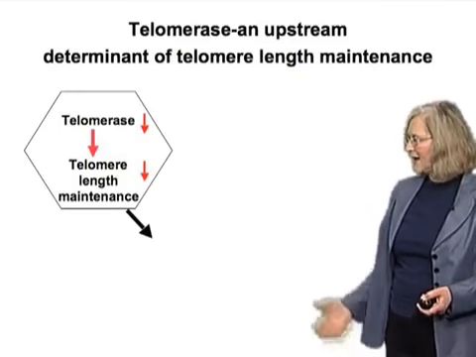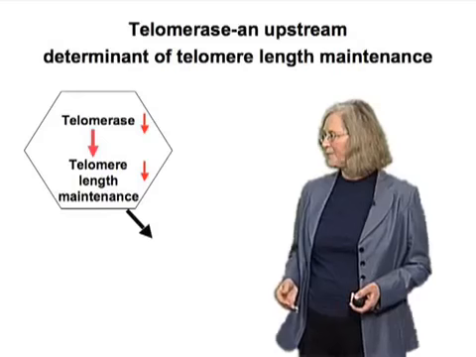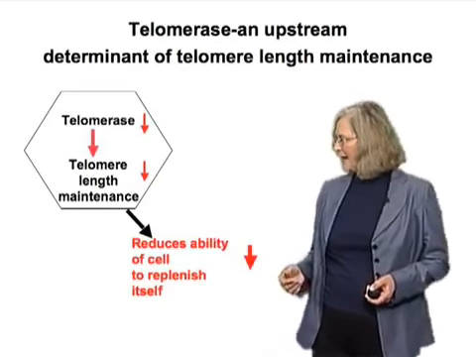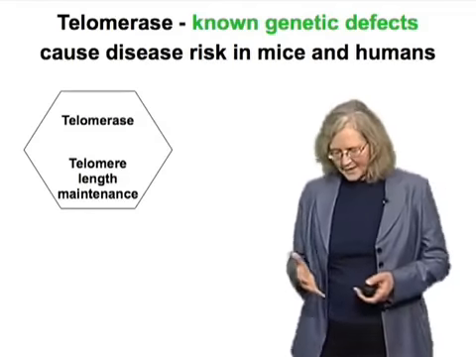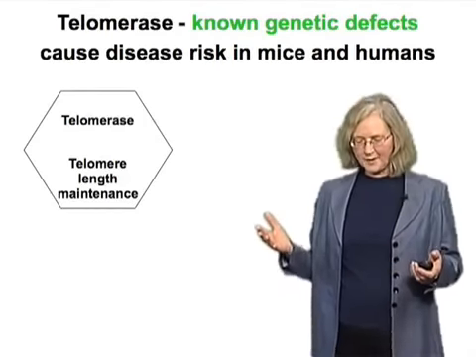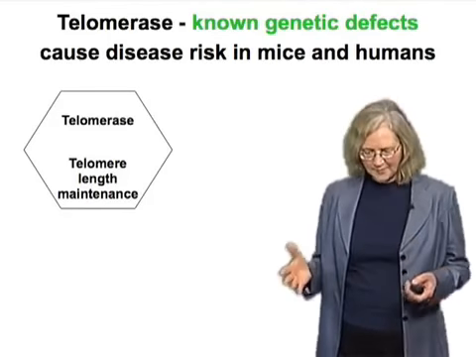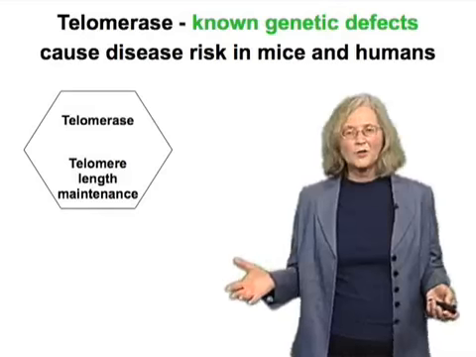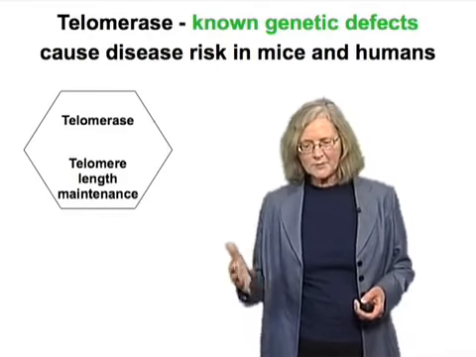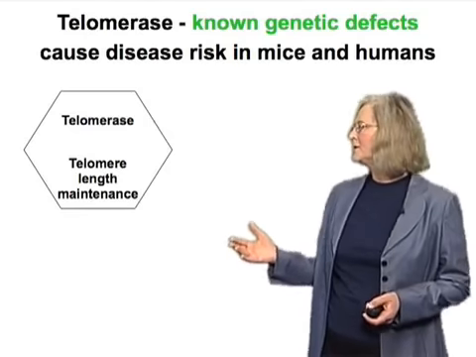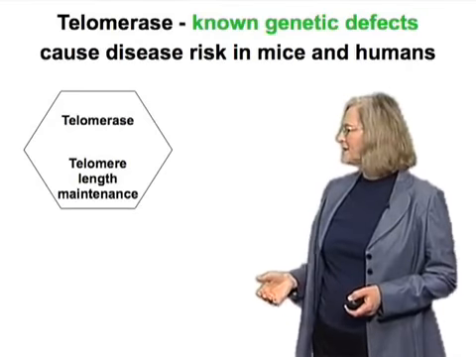So that, as we know, it reduces the ability of cells to replenish themselves. Now, that then makes us step back and say, well, what about telomerase and genetic components? I've just talked to you about a clearly non-genetic component, years of stress induced by a chronic caregiving situation. Here, let's consider known genetic defects.